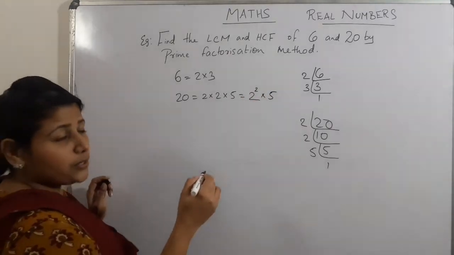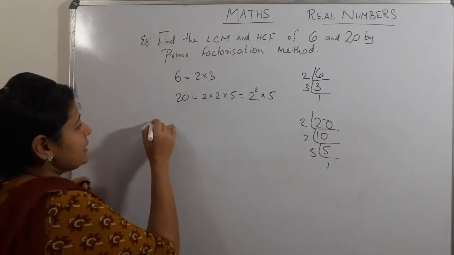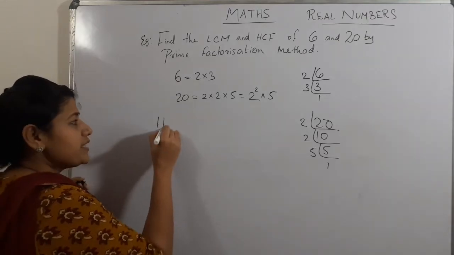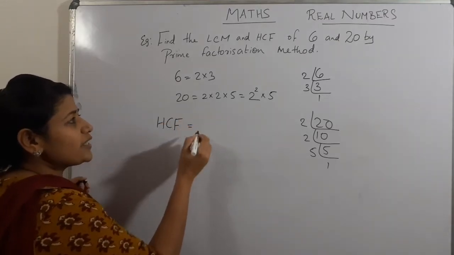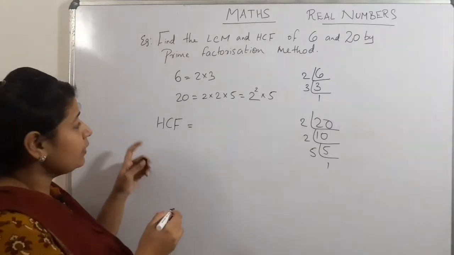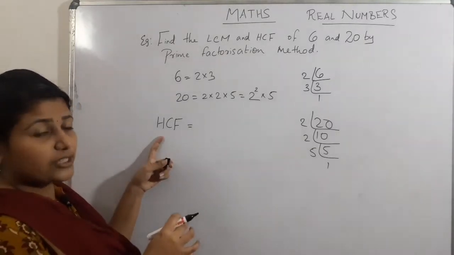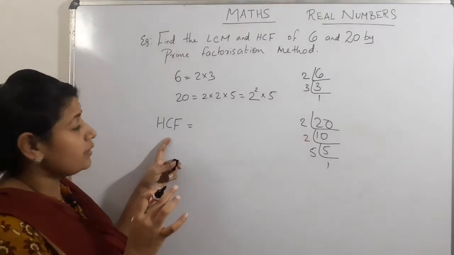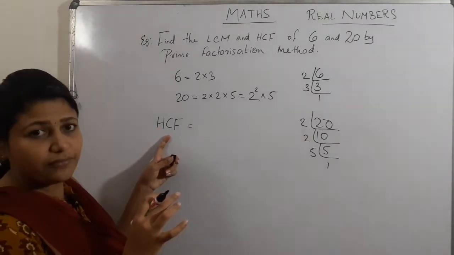Am I right? So how can you find the LCM and HCF? HCF, you know, is the highest common factor. The highest, it will be the largest one. And it should be a common factor.